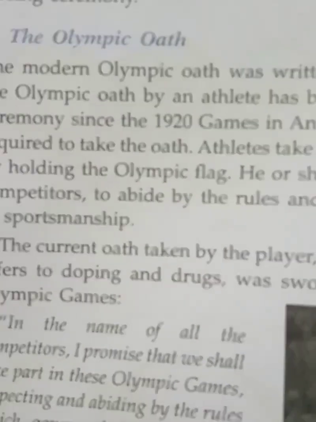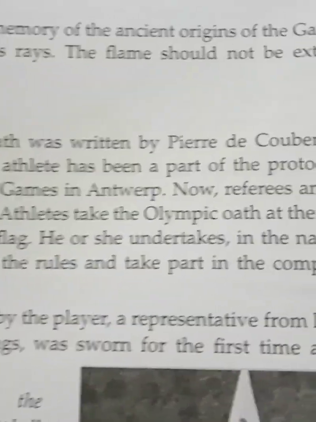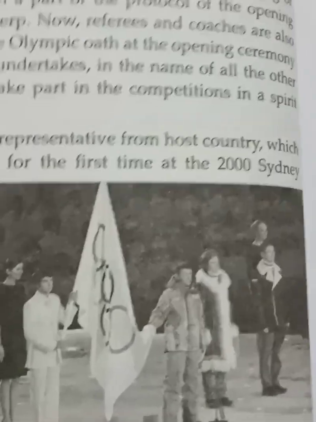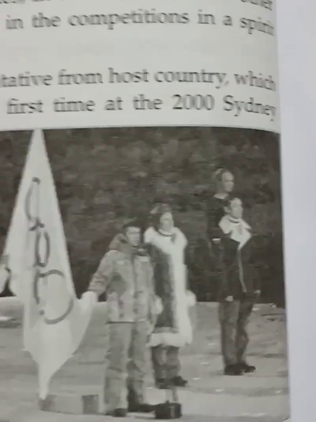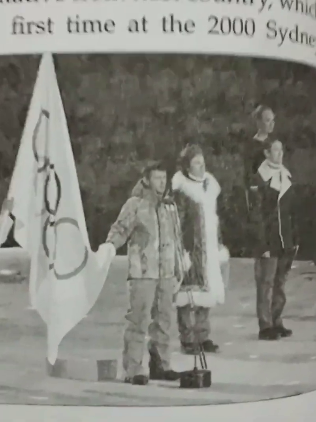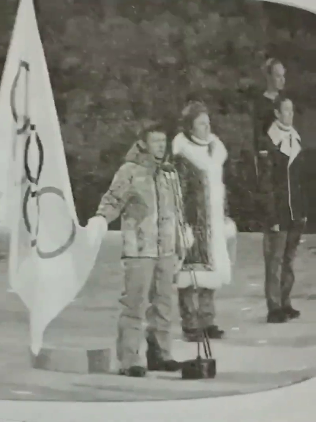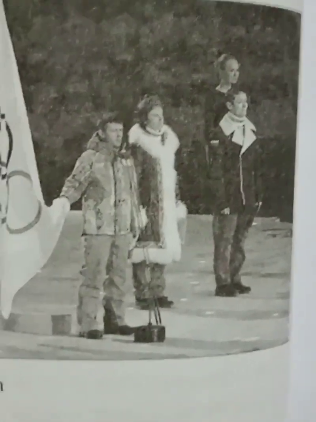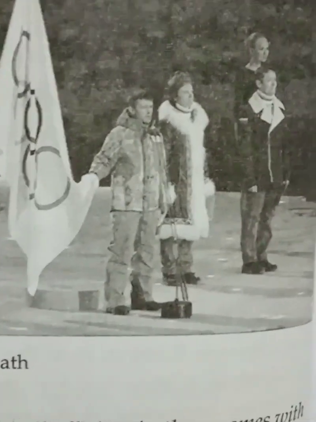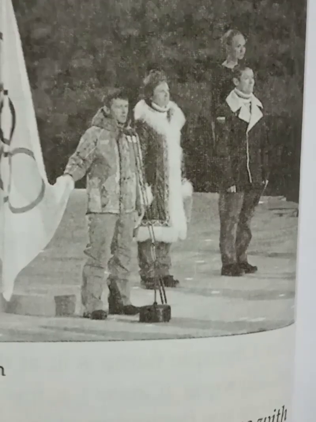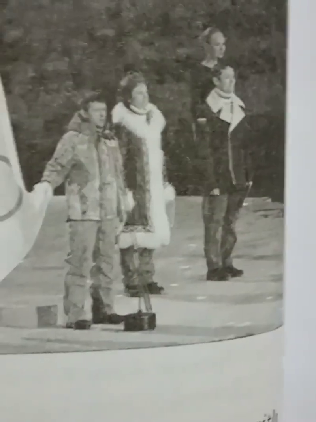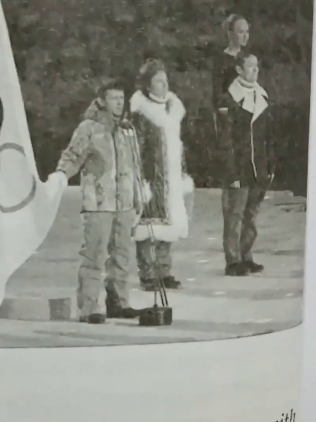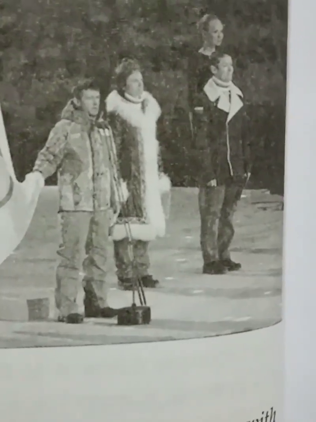Now about the Olympic oath. The modern Olympic oath was written by Pierre de Coubertin. Taking the Olympic oath has been a part of the protocol of the opening ceremony since the 1920 games in Antwerp. Now referees and coaches are also required to take the oath. Athletes take the Olympic oath at the opening ceremony by holding the Olympic flag. He or she undertakes, in the name of all the other competitors, to abide by the rules and take part in the competition in a spirit of sportsmanship.